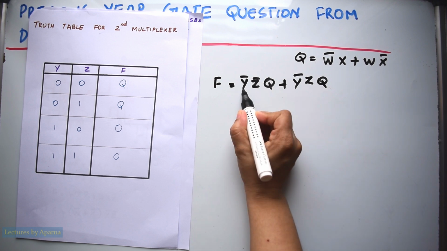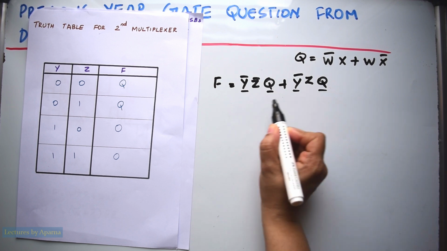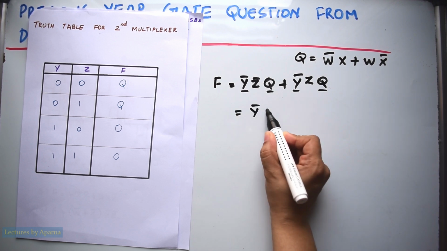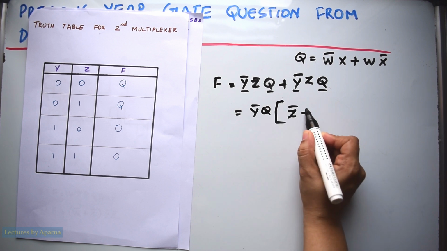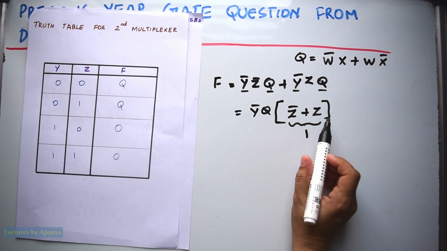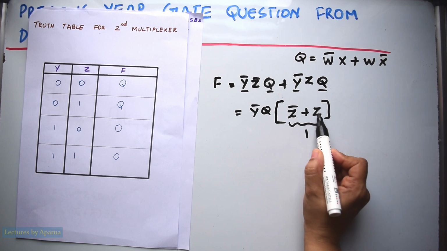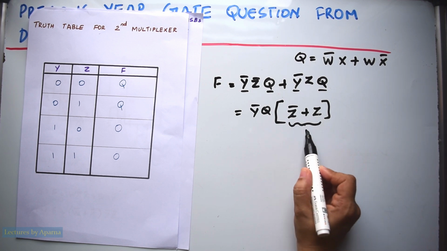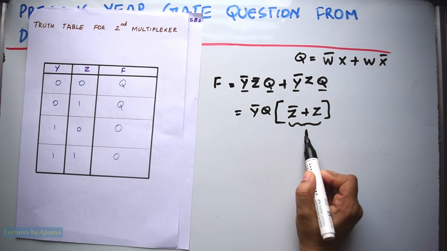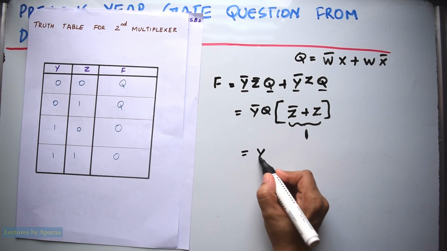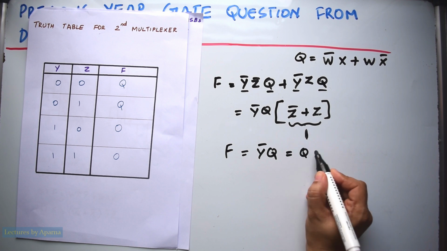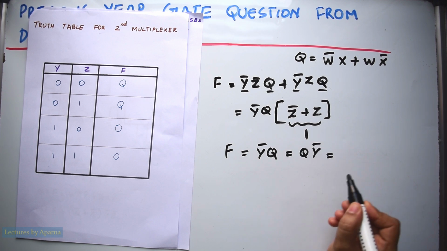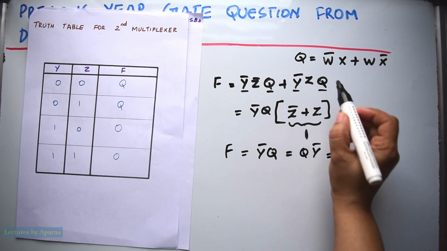Now here in both the terms Y bar Q is common. So you can take it outside, Y bar Q. So it will be Y bar Q into Z bar plus Z. When you do OR operation of a number with its complement, the value you get will always be 1. So here you can write it as Y bar Q. So you can write it as Q Y bar also.